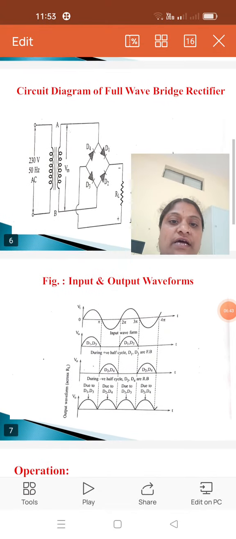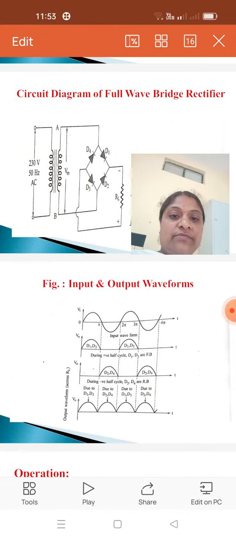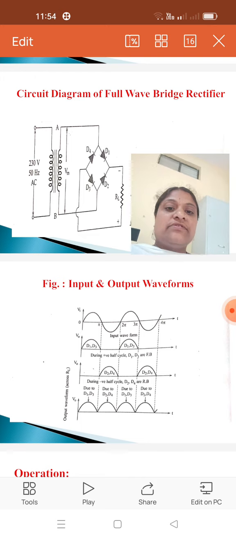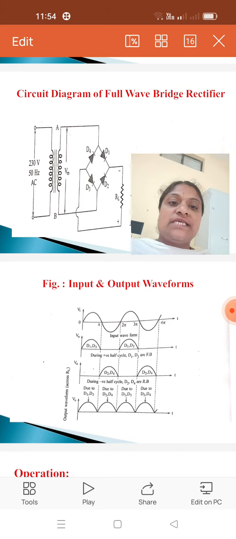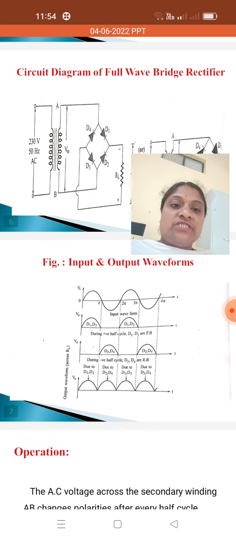First of all, observe these input and output waveforms. The first waveform is the input signal, which is applied to the transformer and goes to the secondary winding. Here the complete full cycle is not taken at a time. The positive half cycle is taken one time and the negative half cycle is taken another time. First of all, we apply the positive half cycle.